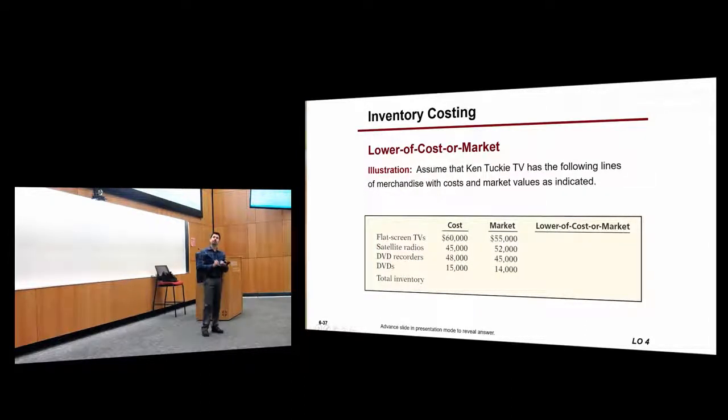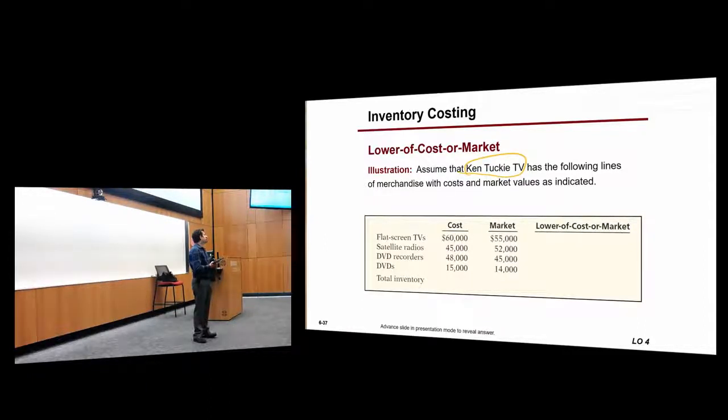So in this case, like here for example, you see they have a very funny sense of humor. So Kentucky TV, and now I'm hungry, but they have the following merchandise, okay? They have flat screen TVs, $60,000. The cost of replacement now is $55,000. Doesn't make any sense. So basically, if you go and buy it in the market, it will cost you less.